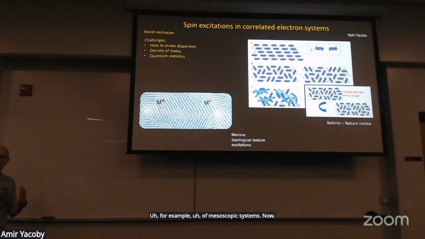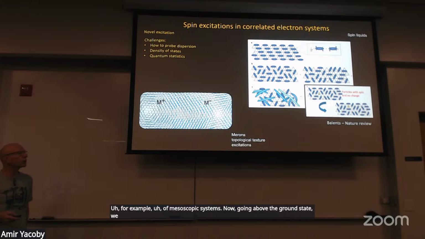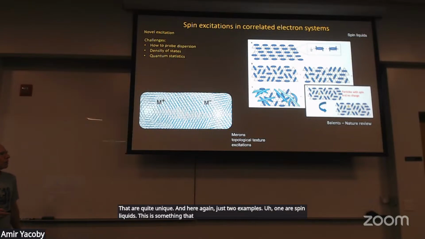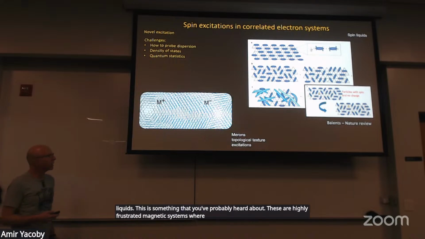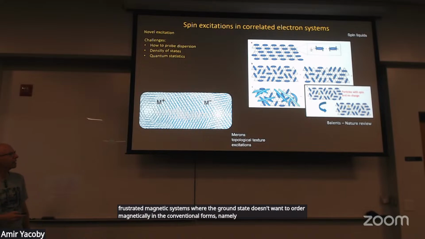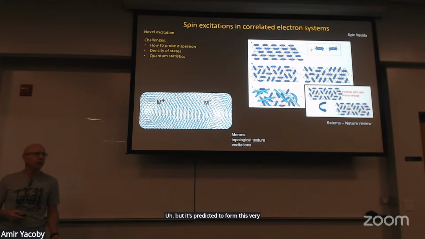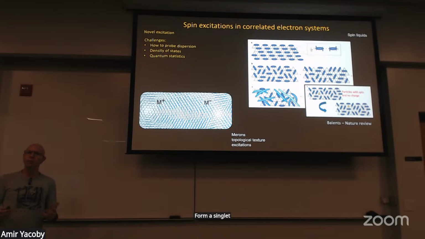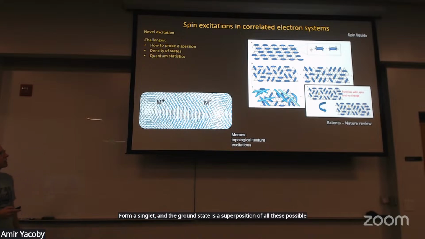Now, going above the ground state, we actually have quite a few interesting systems that have excitations that are quite unique. And here again, just two examples. One is spin liquids. This is something that you've probably heard about. These are highly frustrated magnetic systems where the ground state doesn't want to order magnetically in the conventional forms, namely ferromagnetic or antiferromagnetic. But it's predicted to form this very highly entangled ground state where every pair of spins forms a singlet, and the ground state is a superposition of all these possible configurations.